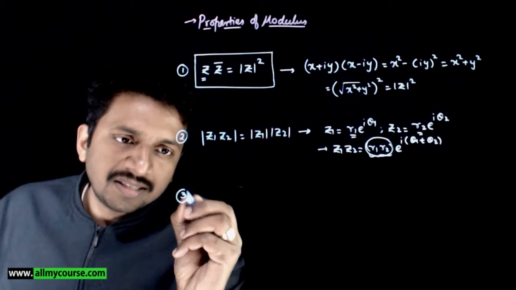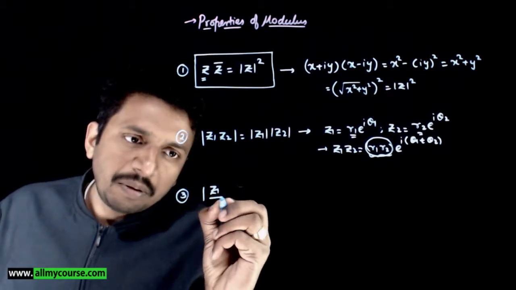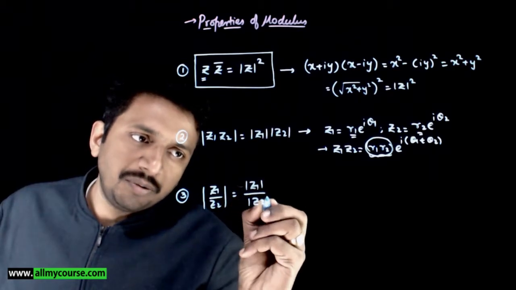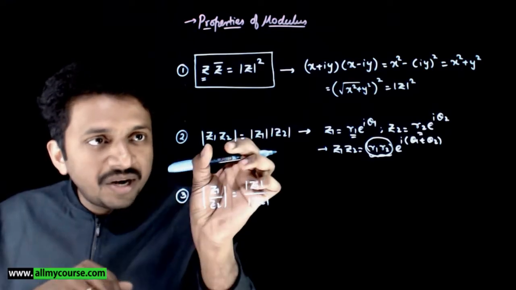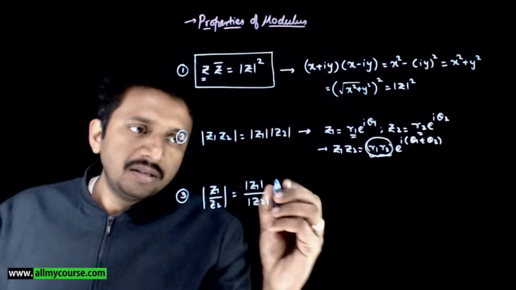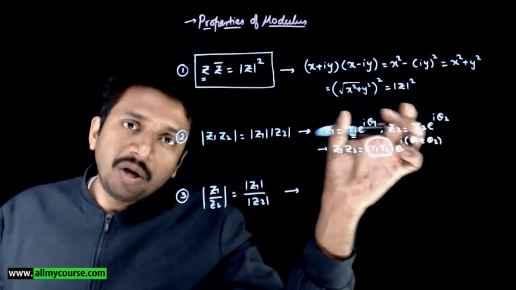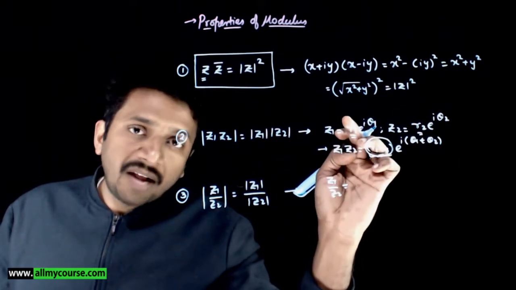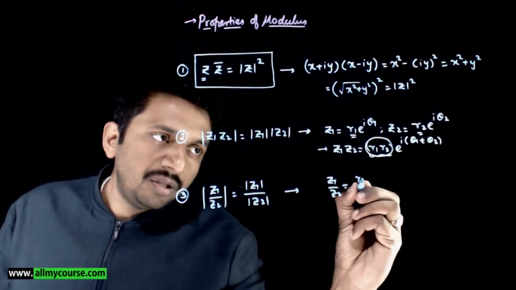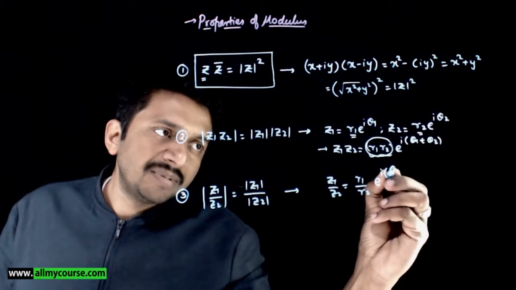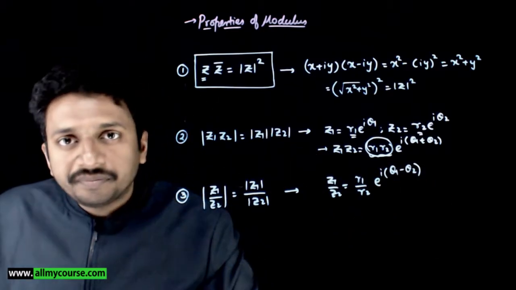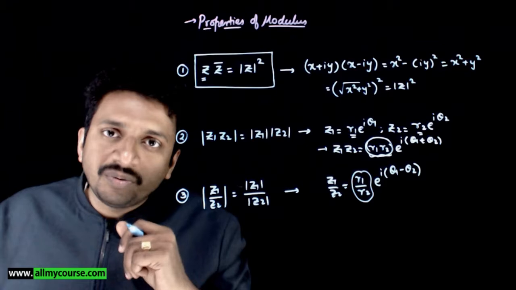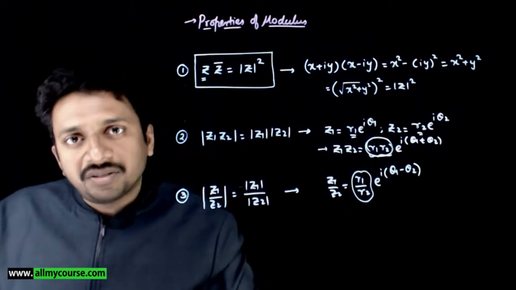Let us see how to apply this when we deal with problems. The next property is modulus of z1 by z2 is equal to mod z1 by mod z2. You can separate the modulus over division, just like over multiplication. This can also be seen from the Euler form. What is z1 by z2? r1 is real, r2 is real, so they combine to give you r1 by r2 times e power i times theta 1 minus theta 2. The magnitude part is r1 by r2, which is nothing but modulus of z1 by modulus of z2.